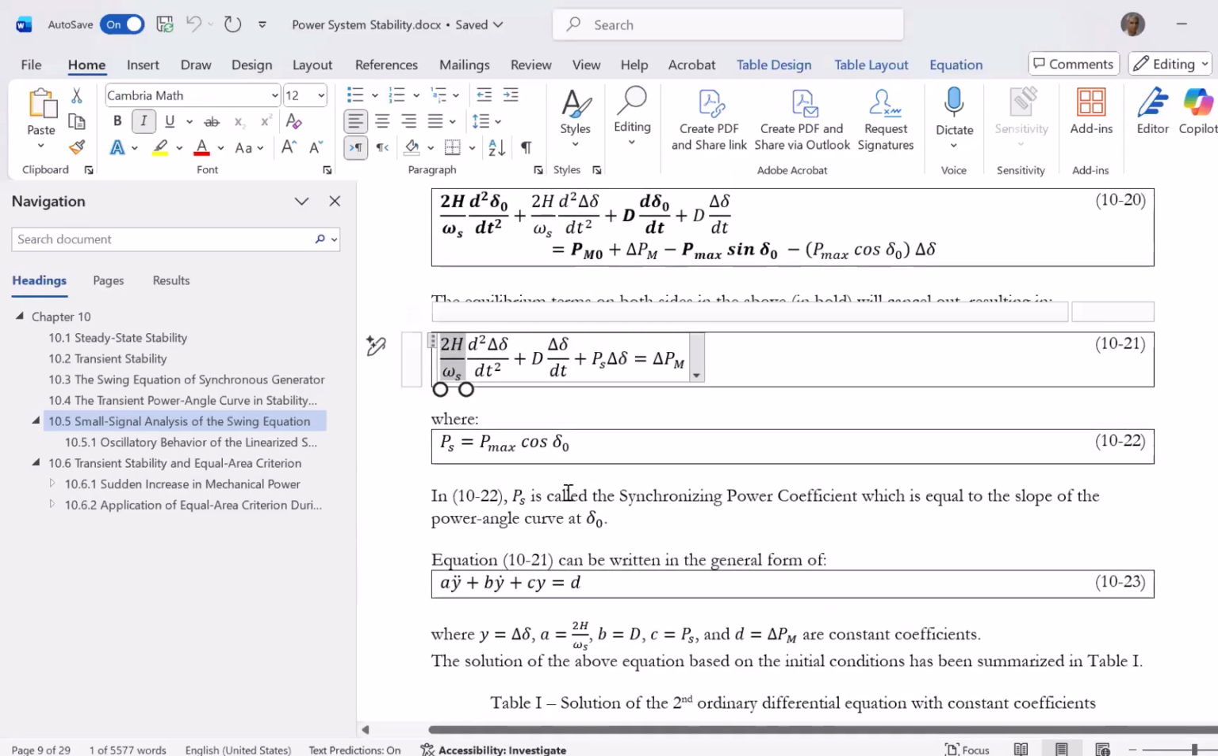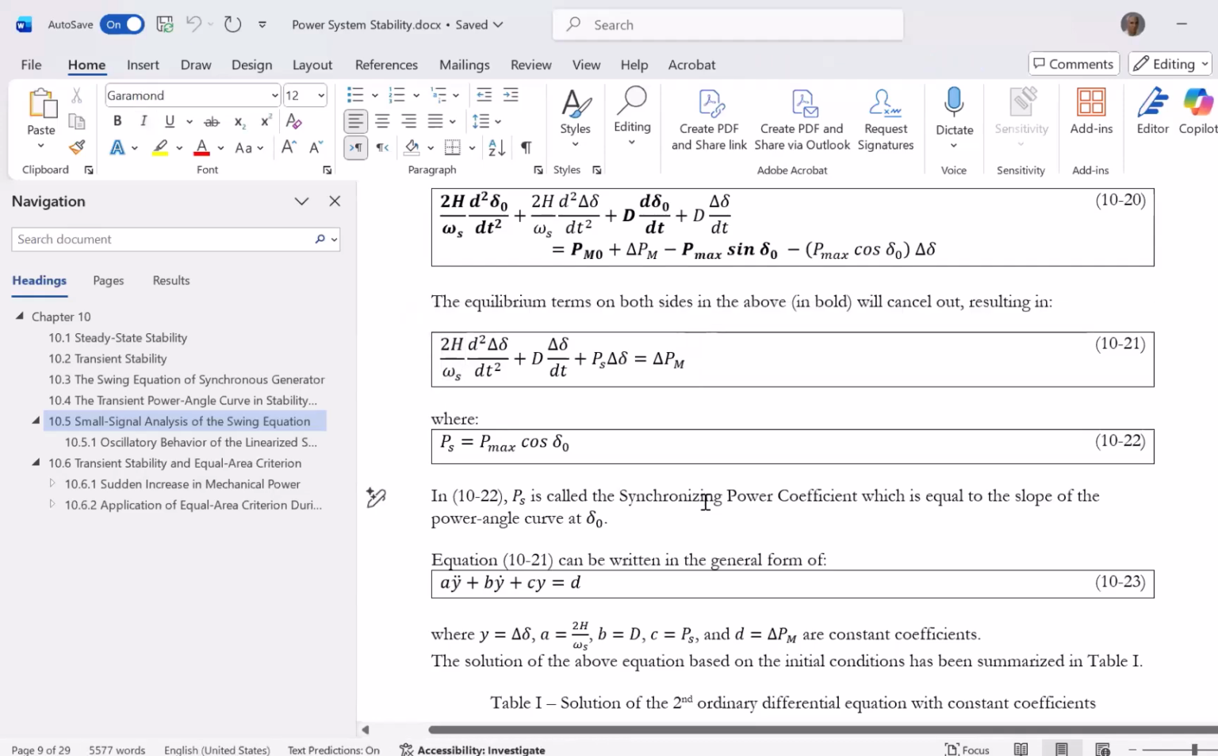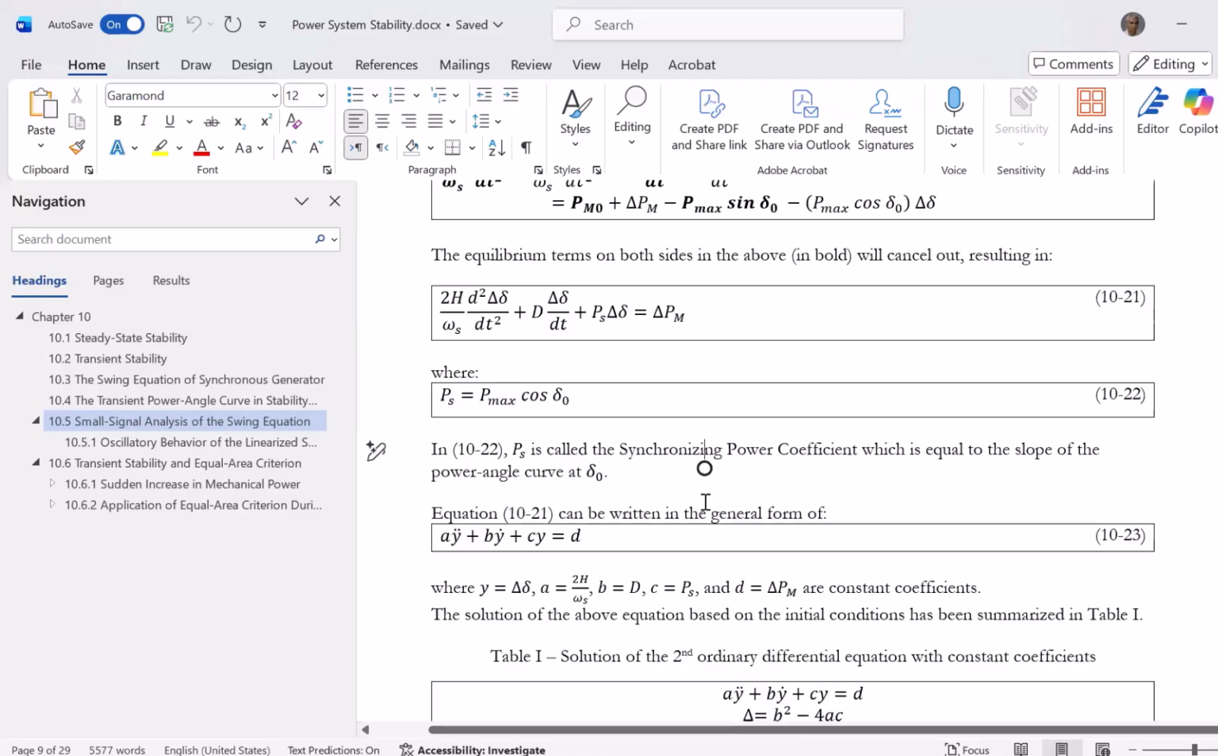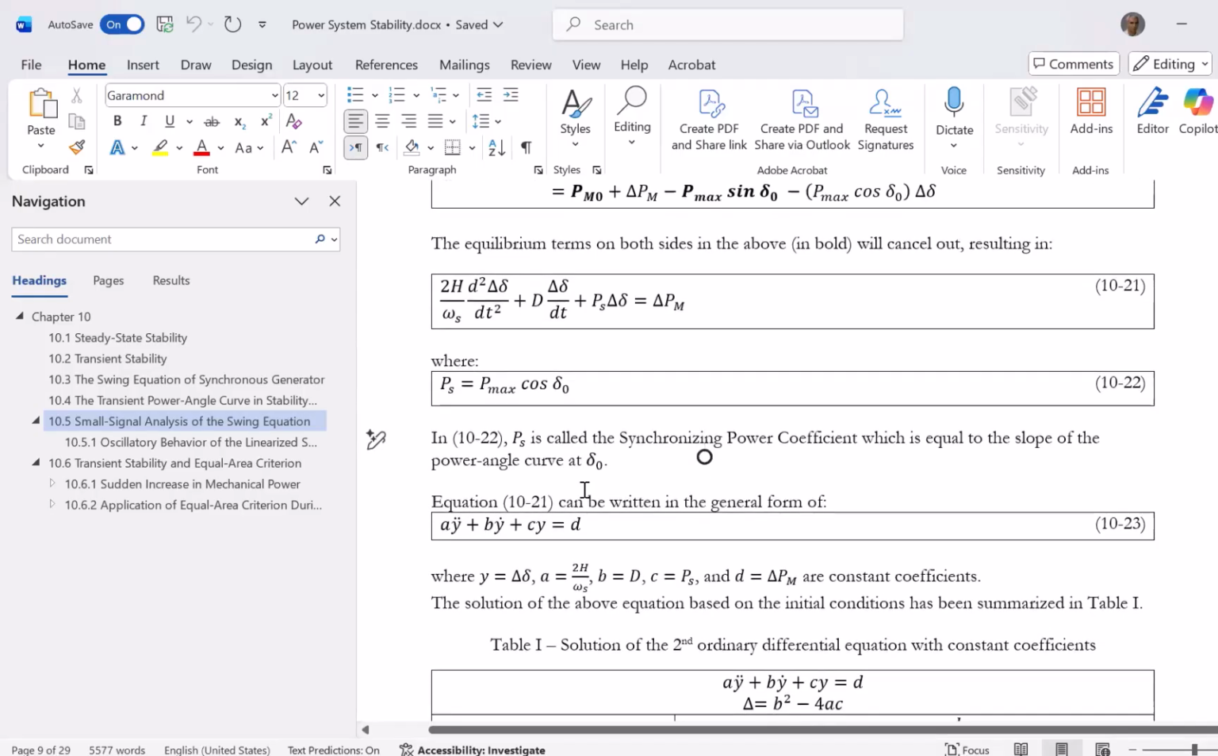Also, this PS is called the synchronizing power coefficient, which we will see is going to be an important factor in the control part of this course as well. Now, this linearized swing equation has a general form of this: A y double prime plus B y prime plus C y equal to D, where A, B, C, and D are constants. Now, if you compare these two, 1023 to 1021, you see that your y would be delta delta, A would be this, B would be this, and so on and so forth.